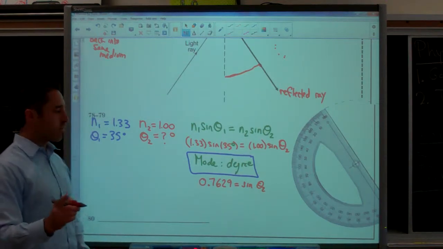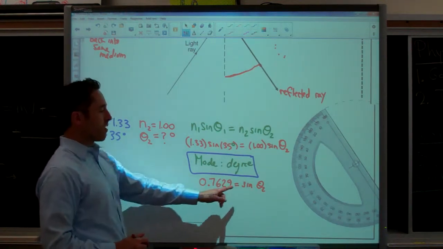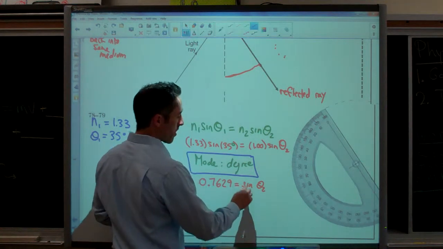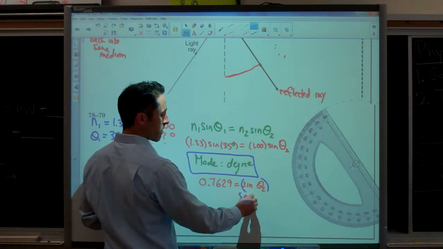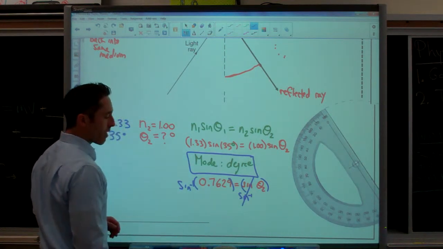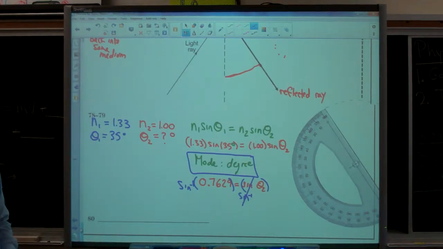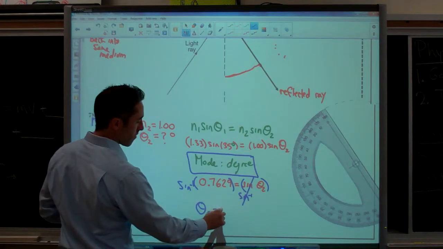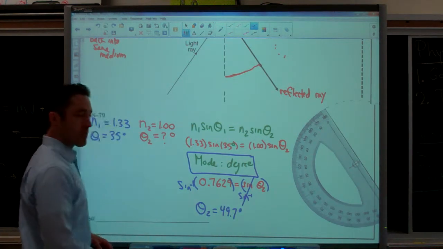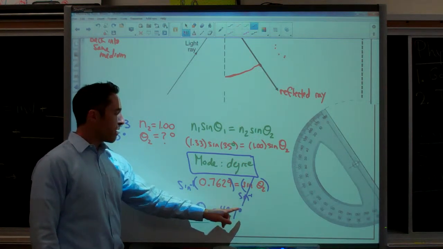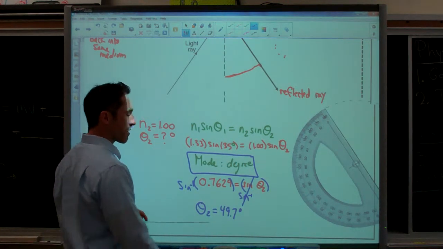This math may be a bit unfamiliar to you. How do you actually solve this? You have to undo sine. This is not the angle. You have to undo sine. The way you undo sine is you actually inverse sine both sides. Inverse sine of sine, that goes away. Inverse sine of 0.7629, you could also just do it with the answer you have. And you will get 49.7 degrees, roughly 50 degrees. That's actually a complete answer. If for some reason you forget to put your degree symbol, if you have it here, it actually can back you up, it can protect you.